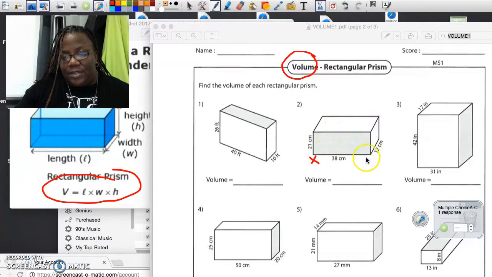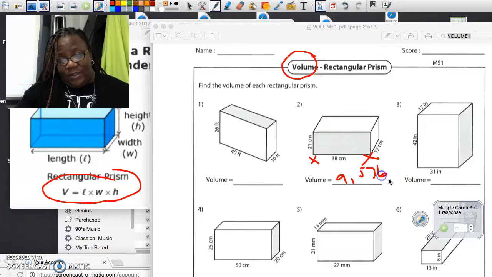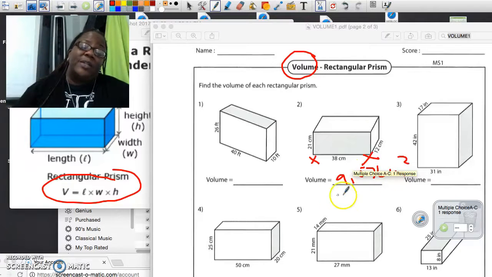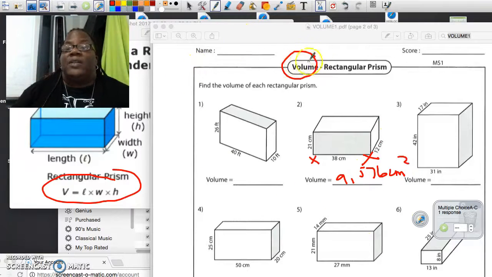21 times 38 times 12. Remember, it doesn't matter the direction, just multiply them all together. 21 times 38 times 12. If I did that correctly, 9,576. There you go. All right, so that was pretty easy, because again, the volume of a rectangular prism is just length times width times height.